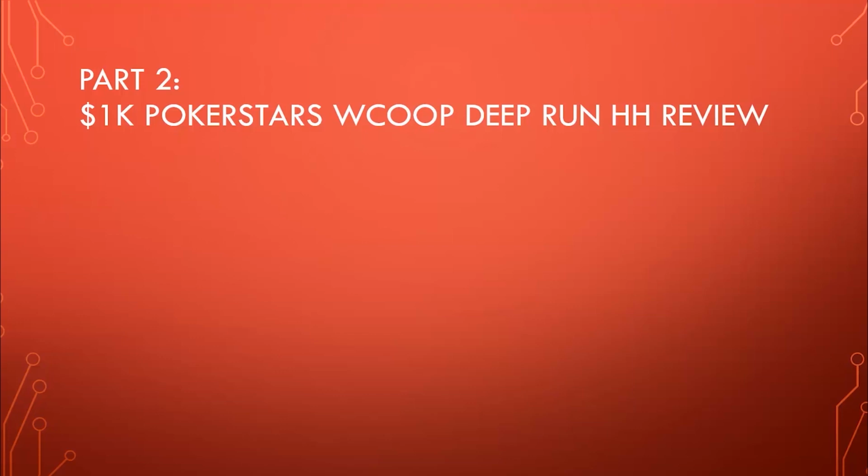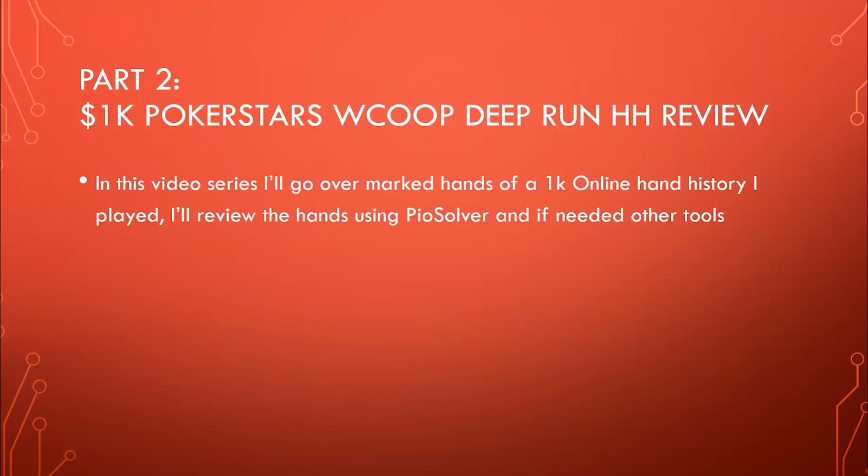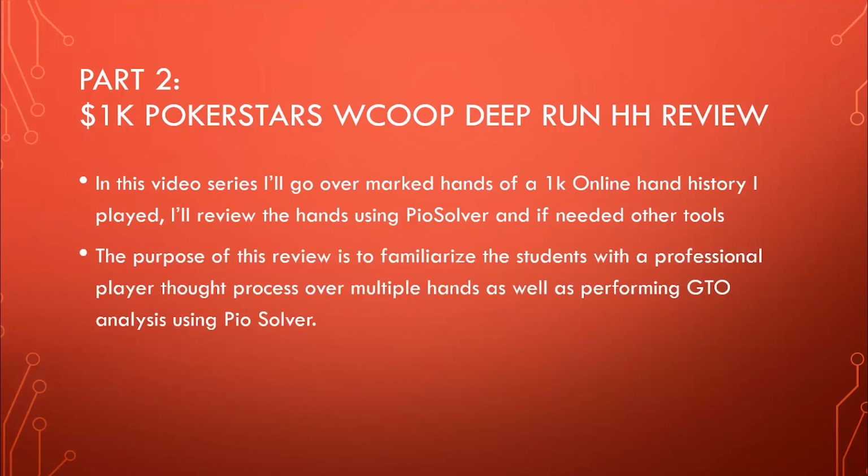Part number 2 is going to be about a deep run I had in one of the PokerStars World Championship of Online Poker, WCOOP events. It was a 1K event, which I made it to the final table, and it was a very interesting review and history. The review will feature a lot of interesting hands that I marked for the specific use of this video series. I will be reviewing the hands using PioSOLVER and other tools if required. The purpose of this review is to familiarize the students with a professional player's thought process over multiple hands: how do I play, how do I think about the spots in game, and also reviewing them with a GTO solver such as PioSOLVER.